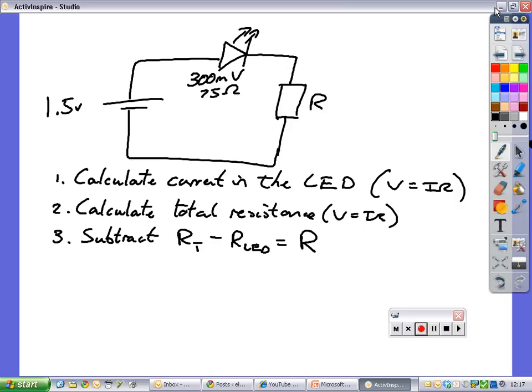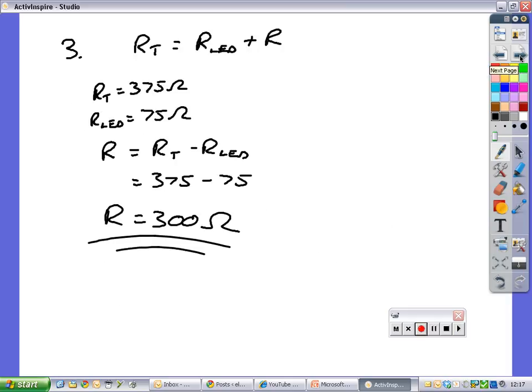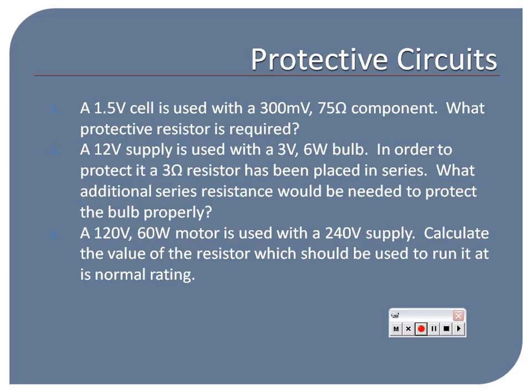So we've done step one, which is calculating the current required. We end up with 4 milliamps. There's a solution for that one. Part 2 there was to calculate the total resistance. To get that, we use the total voltage and the total current. And finally, we get the resistance of the resistor by taking the total resistance minus the resistance of the LED. Okay?